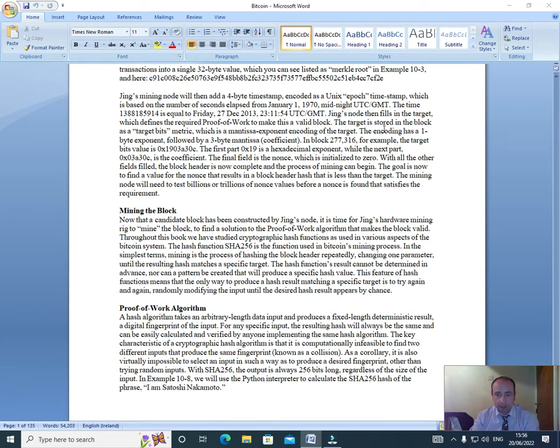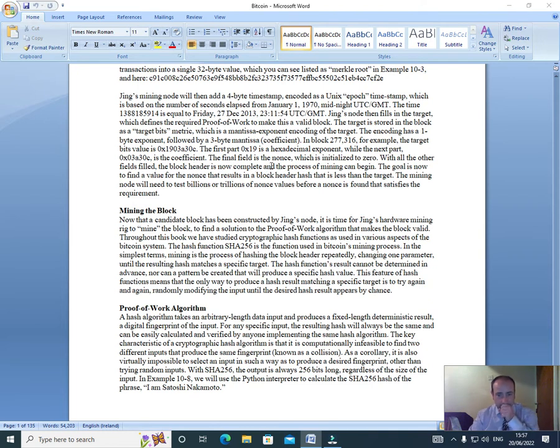Jing's node then fills in the target, which defines the required proof of work to make this a valid block. The target is stored in the block as a target bits metric, which is a mantissa-exponent encoding of the target. The encoding has a 1 byte exponent followed by a 3 byte mantissa coefficient. In block 277316, for example, the target bits value is 0x1903A30C. The first part, 0x19, is the hexadecimal exponent, while the next part, 0x03A30C, is the coefficient.